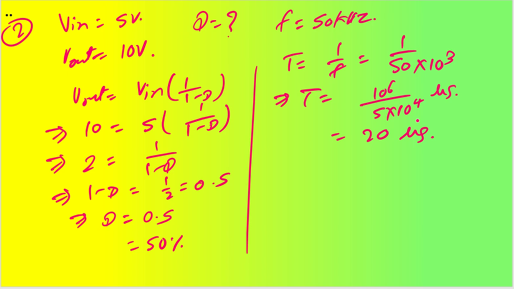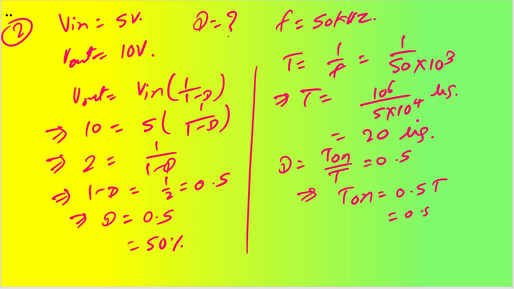Now, if my duty cycle is 50%, then T on by T is equal to 0.5. So from there we get T on time is equal to 0.5 T, that is 0.5 into 20 microsecond, so that will be 10 microsecond. It means my on time is 10 microsecond and the total time period is 20 microsecond. This is how you will achieve your duty cycle of 50%.